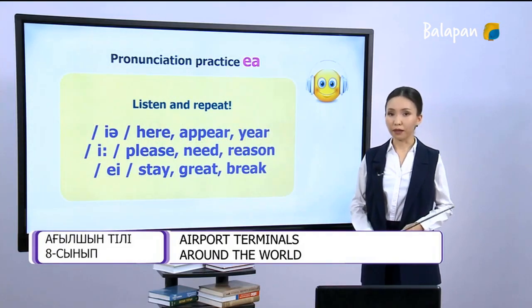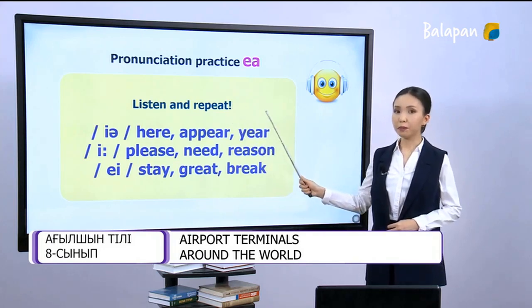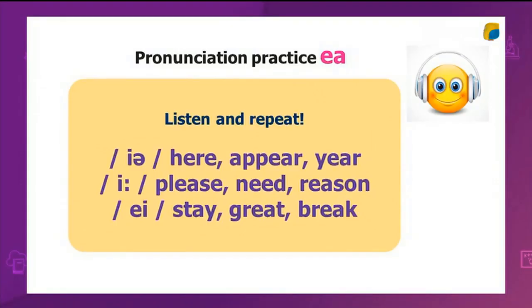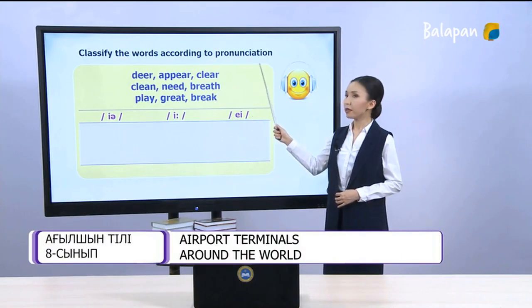In order to speak English well, we should practice pronunciation, and your task is to listen attentively and repeat the sounds. Ear, hear, appear, year, please, need, reason, stay, great, break. Now your task is to classify the words according to their pronunciation.